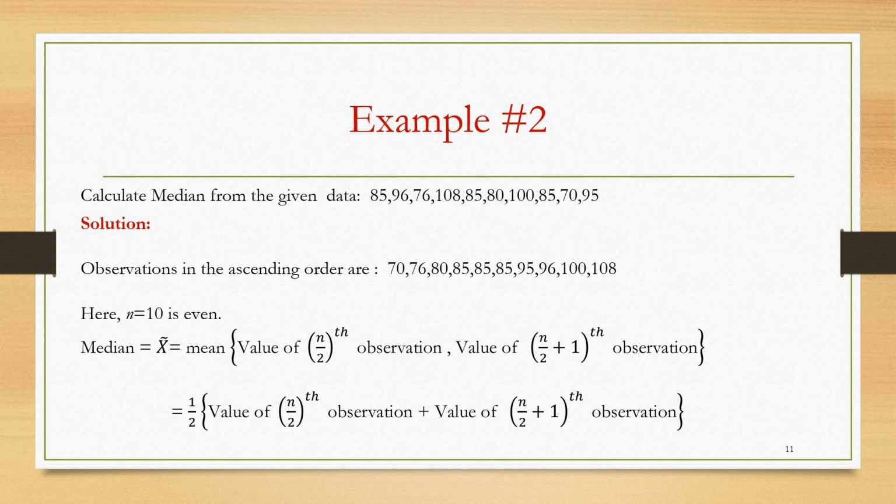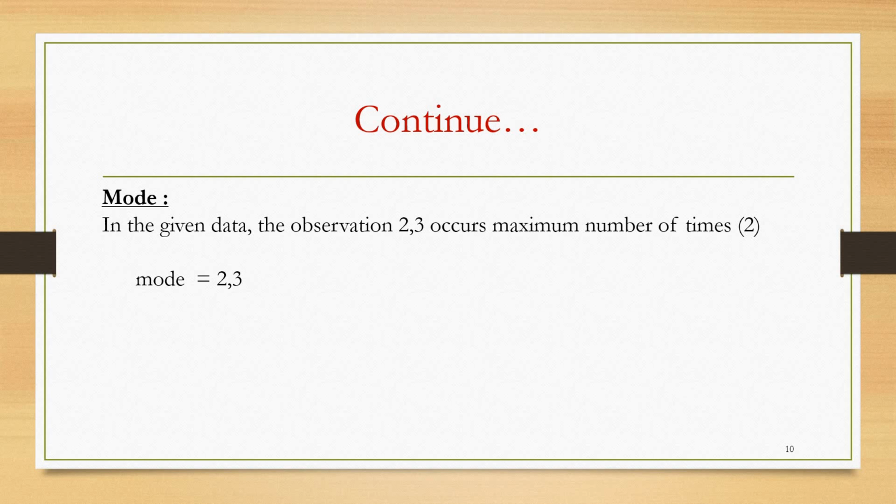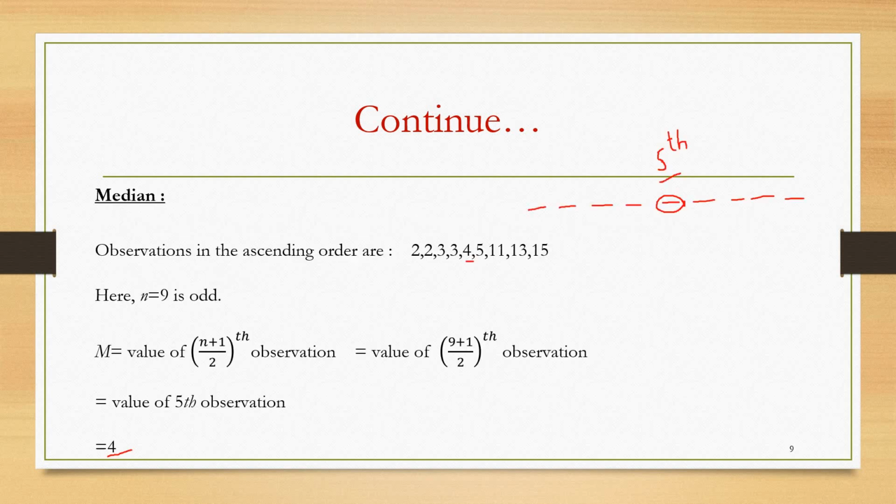We have another example and we will calculate the median for this data set. You can also calculate the mean and mode for this. The reason we are having the second example is that in the first example we had 9 observations, which is odd.